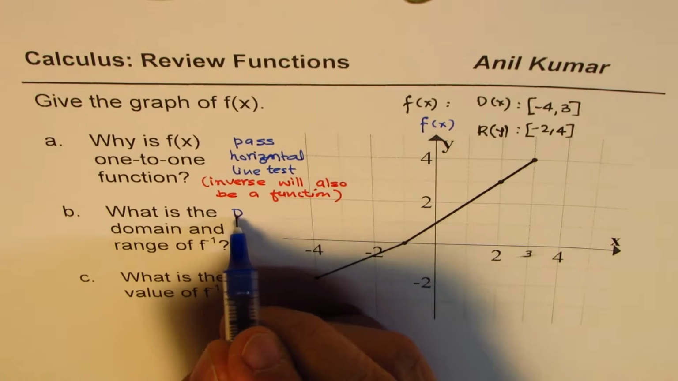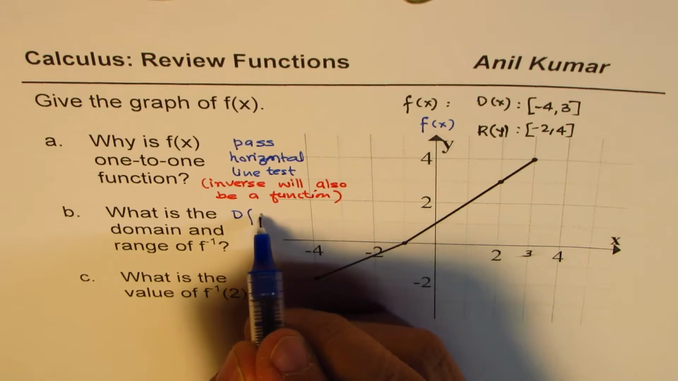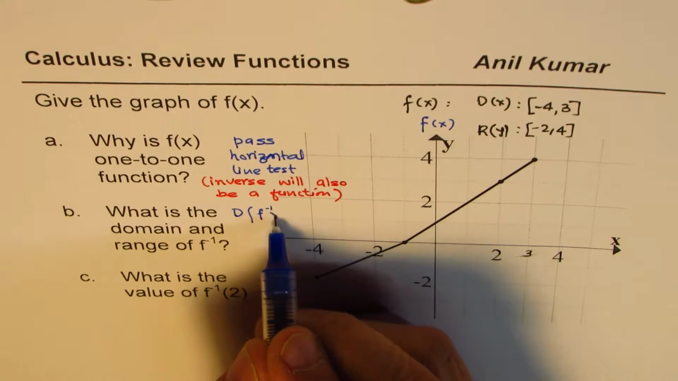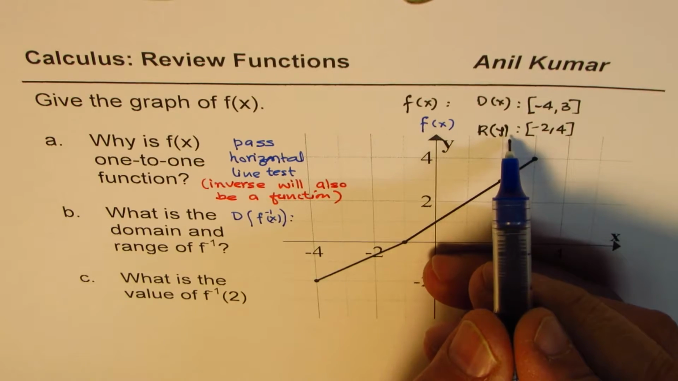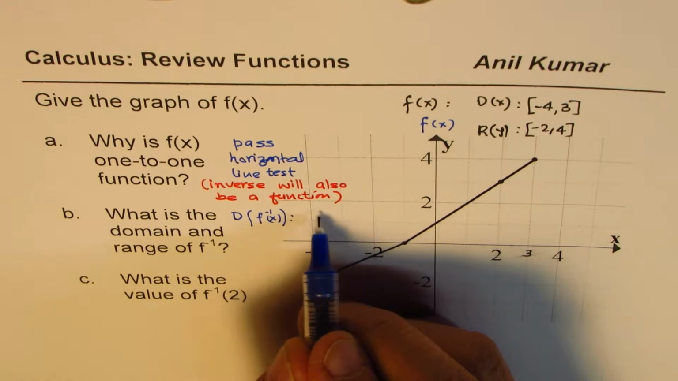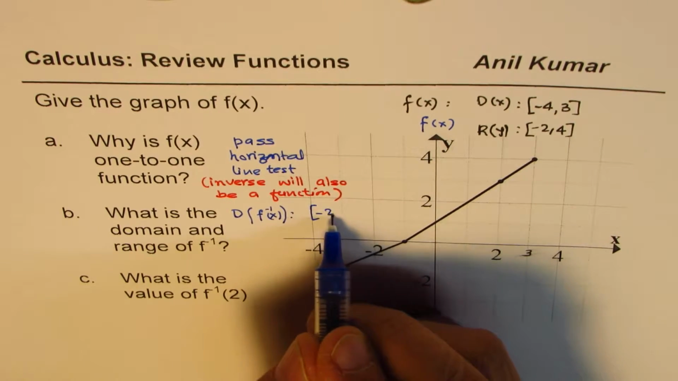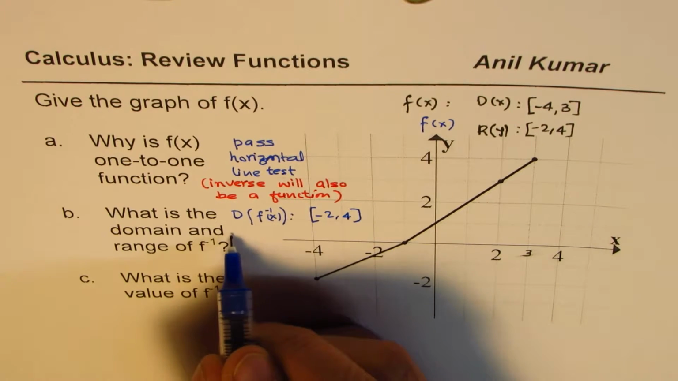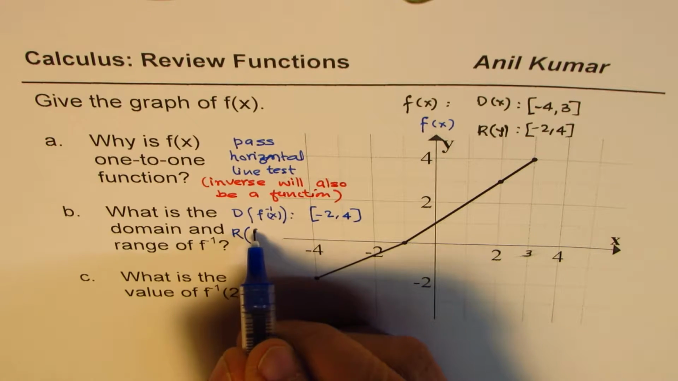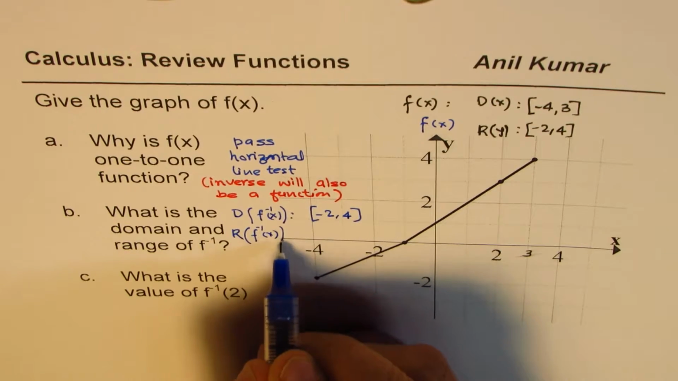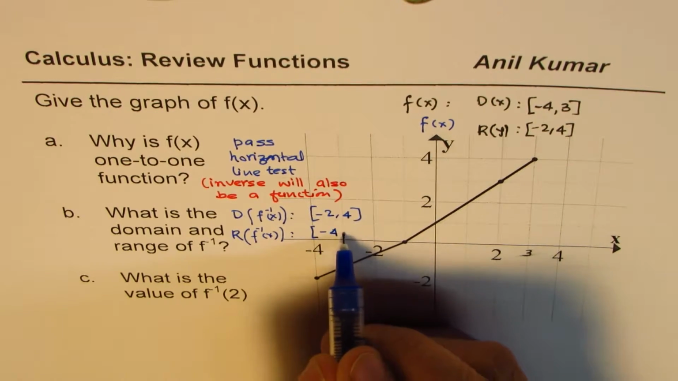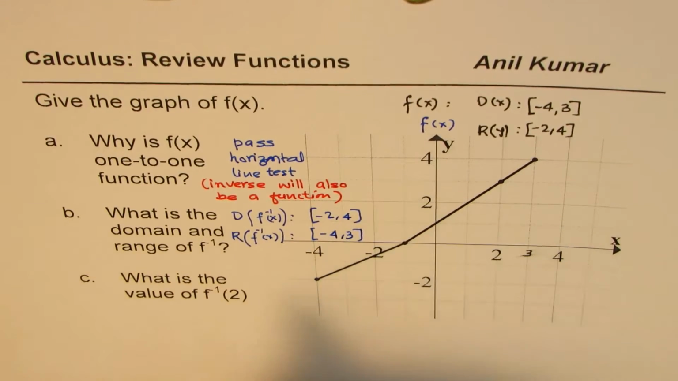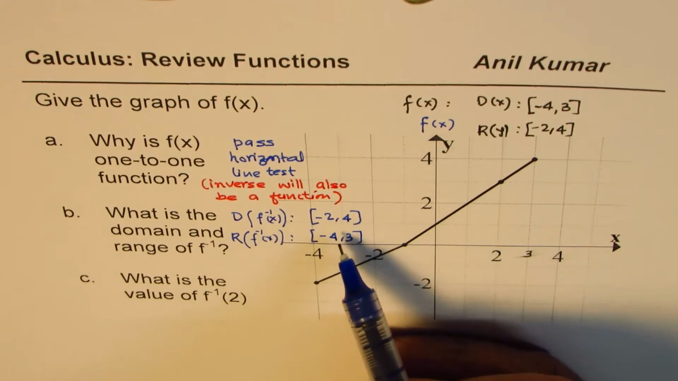So here the domain of f inverse x will be the range of the function. So the domain is going to be from -2 to 4, right? And the range of f inverse x will be the domain of the function, which is from -4 to 3, right? So they interchange, correct?